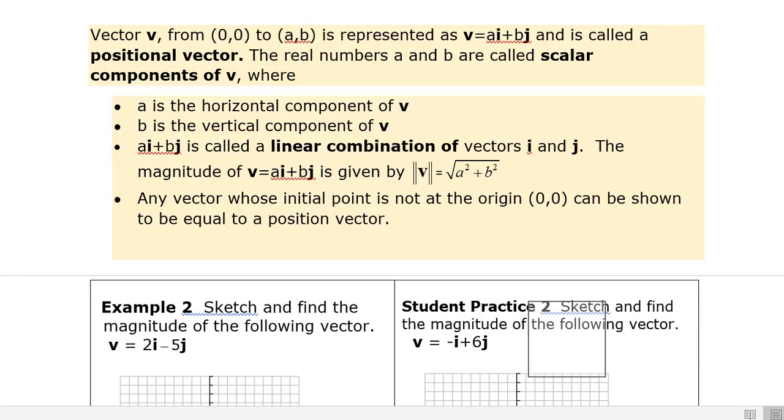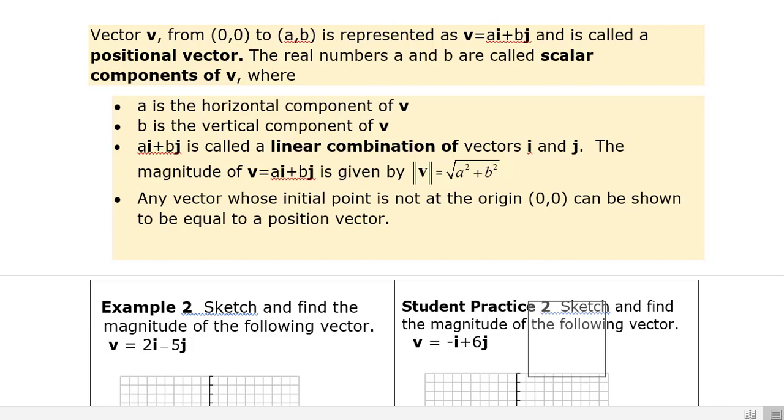In summary, if we have vector v, whose initial point is (0, 0), and whose terminal point is (a, b), this can be represented by the expression v equals ai plus bj. And this is what we call a position vector. a and b are called scalar components of v. a is also specifically the horizontal component, where b is the vertical component. And the ai plus bj is called a linear combination of those vectors.